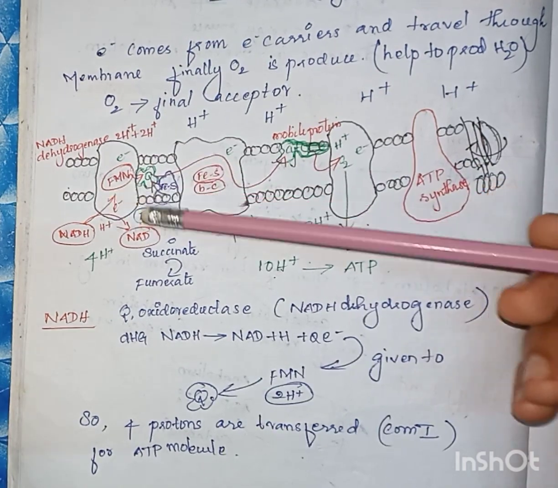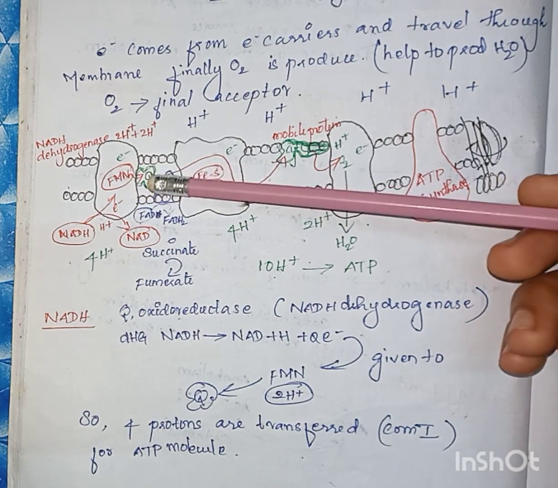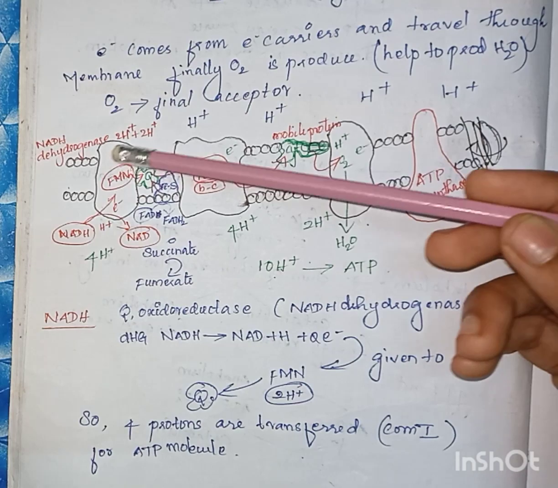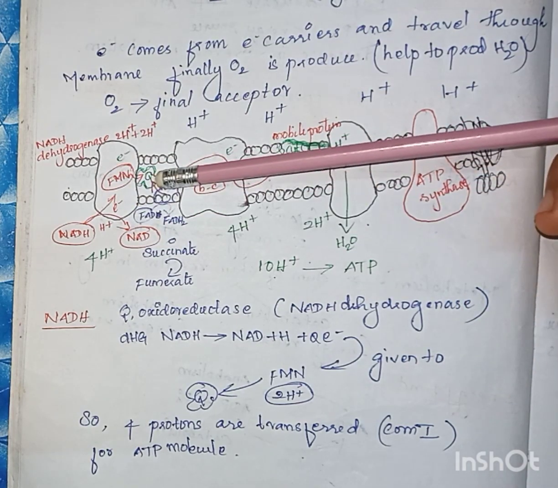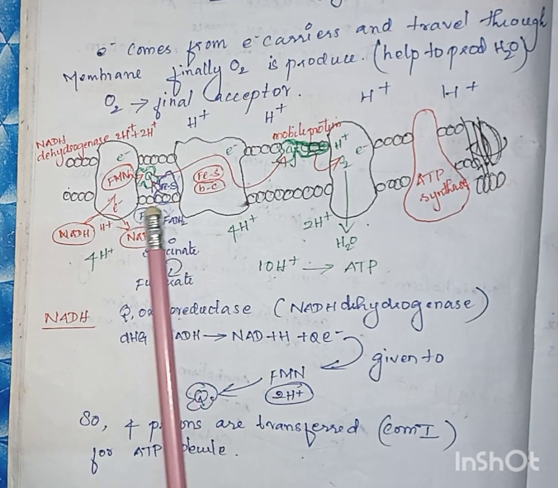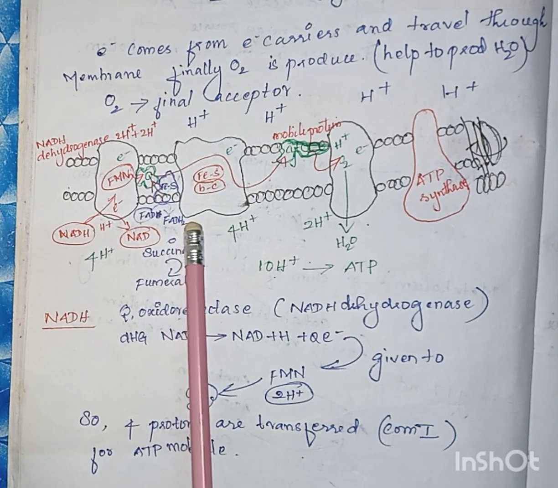These are carried by the electron carrier called quinone. This small particle is called quinone. The 4 protons generated from complex 1 are carried through the quinone. Then this is complex 2, where FAD is converted to FADH2.